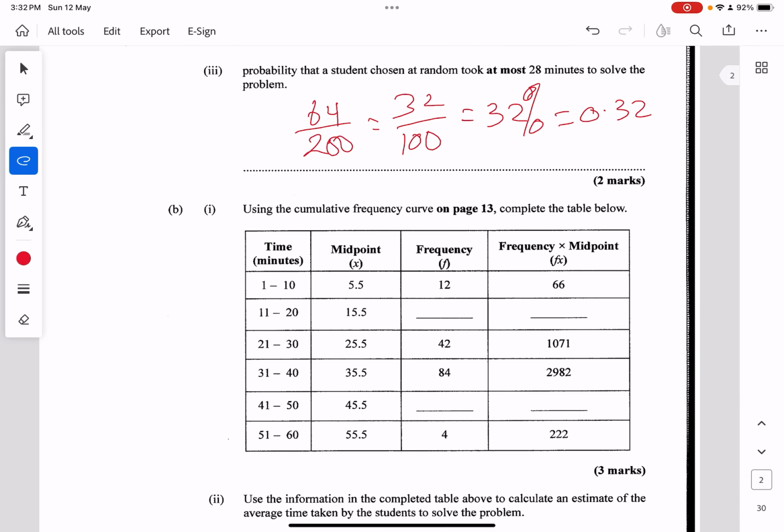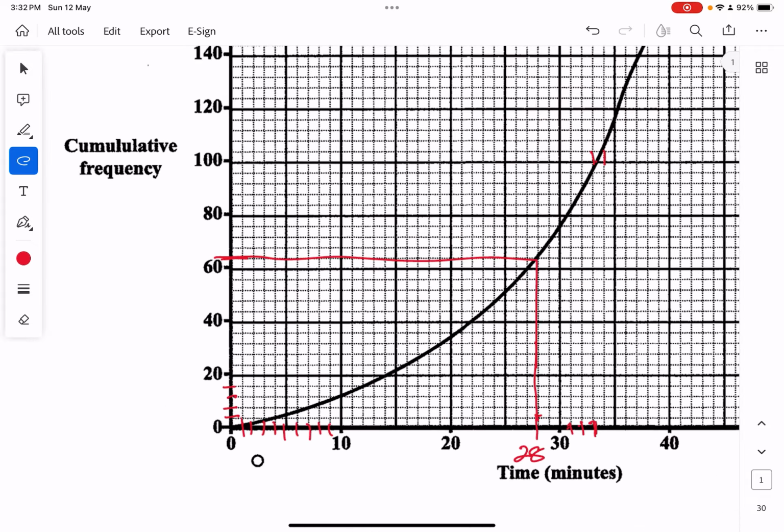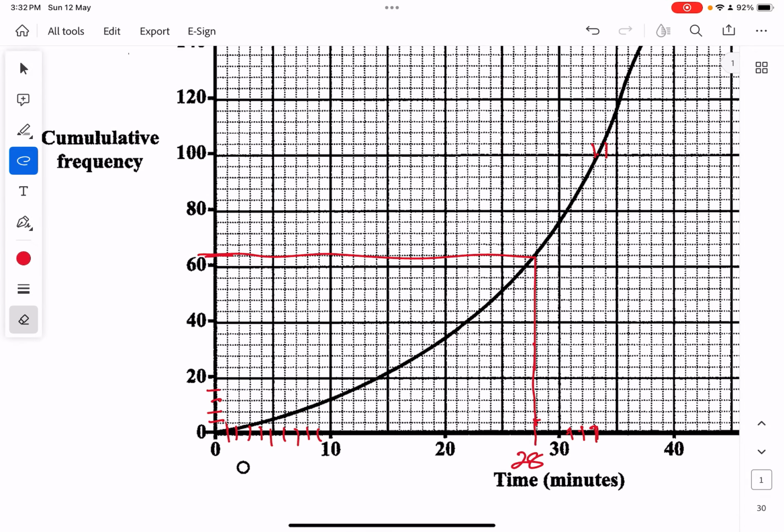Part B, using the cumulative frequency curve on page 13, complete the table below. So the curve that we're given is a cumulative frequency curve. So we're going to have to use that information to get our frequencies. Remember, the curve gives you your cumulative frequency and not your frequency. So for 1 to 10 minutes, we had a frequency of 12. If we look at 1 to 10, let me clean up this graph a little bit.